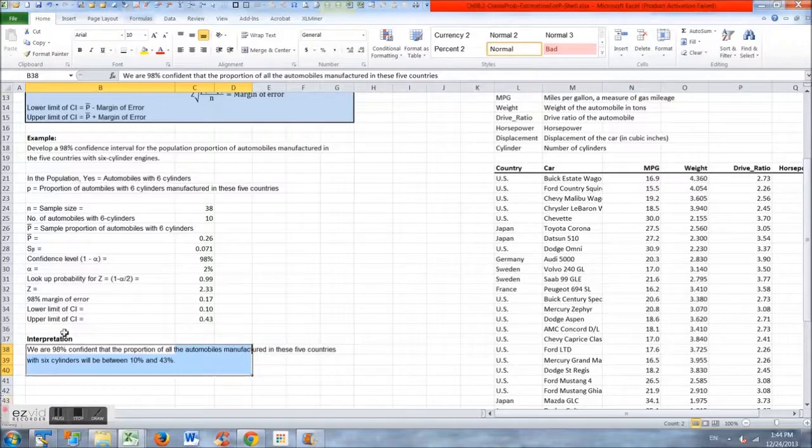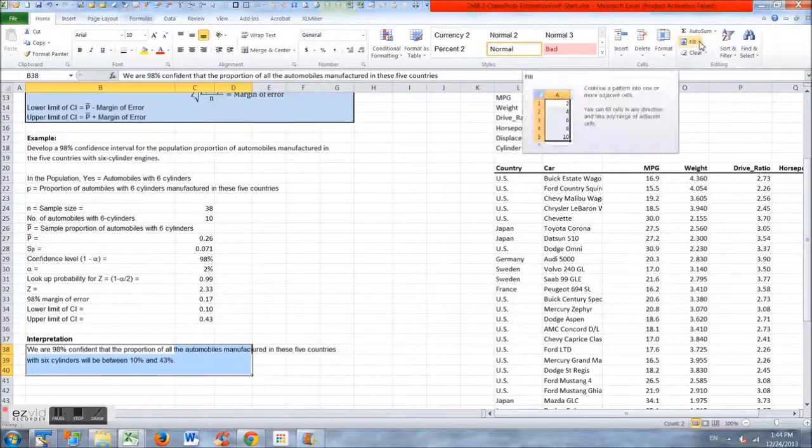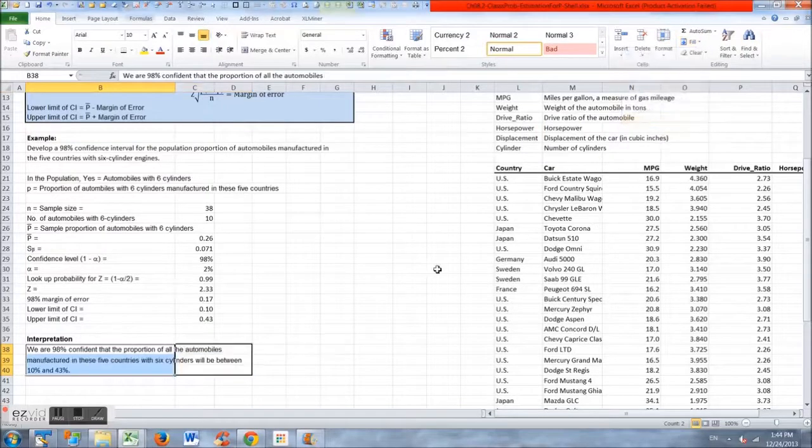And we need to justify the text within the box. So highlight the box, go to fill, justify, and we are done.